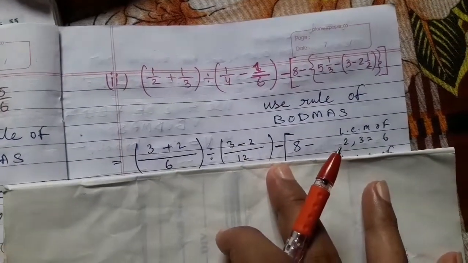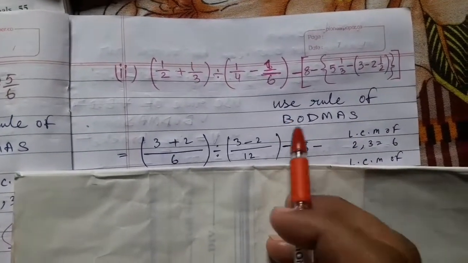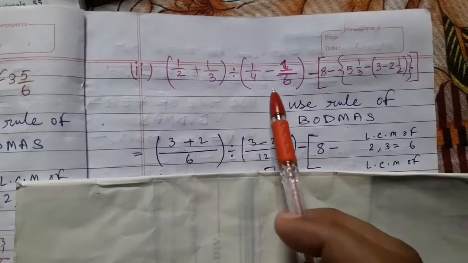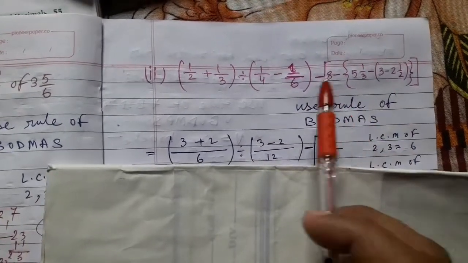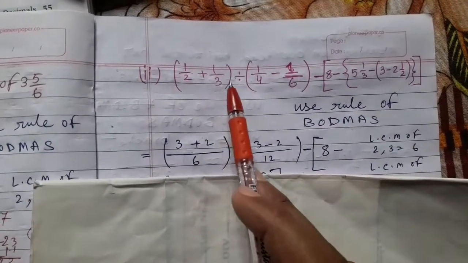Let's solve this question. We are trying to solve this question. Use the rule of BODMAS. BODMAS, B means bracket. We have a bracket in this question. Okay, let's solve this question.